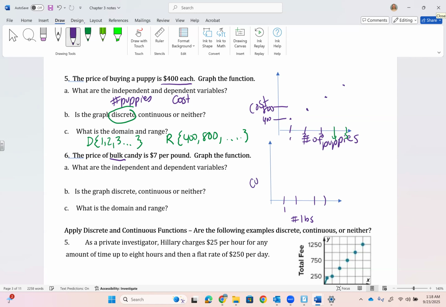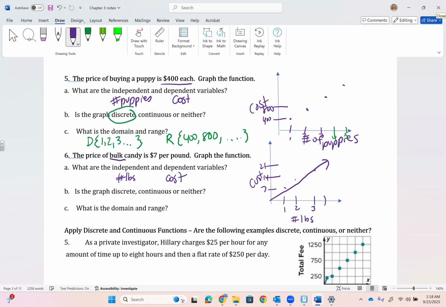And then as a result, your cost will get more. So if you buy 1 pound, it'll be $7. If you buy 2 pounds, it'll be 14. If you buy 3 pounds, it'll be 21. My question is, could you buy partial pounds? And the answer is, of course you could. So the independent would be the number of pounds, and this would be the cost as a result.